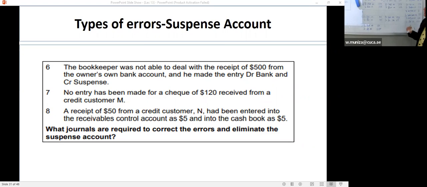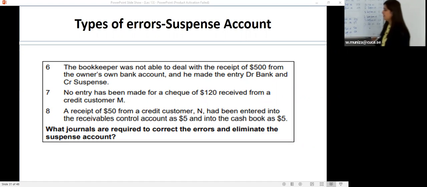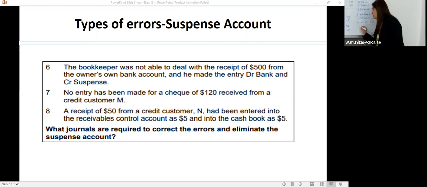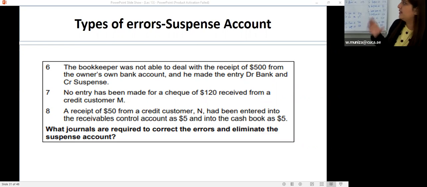But the entry which has been made is debit bank account 500 and credit suspense account 500. What should be the rectified entry? Bank account is correct. We are not going to touch that. But capital has to be credited, which is not being credited. So we are going to reverse this suspense account: debit suspense account 500, and we are going to credit the correct account, capital account, with the amount of $500. Cleared? The last one, the second last one.